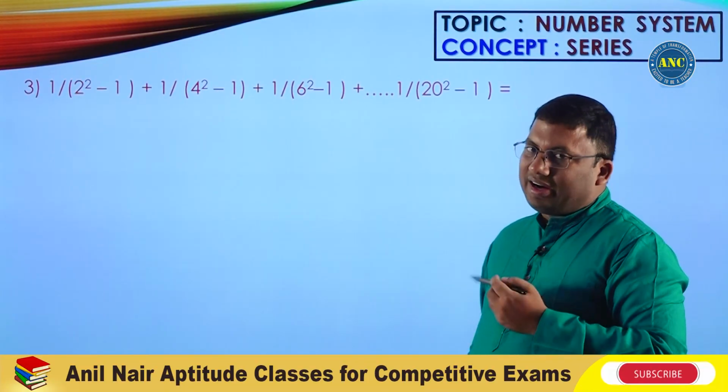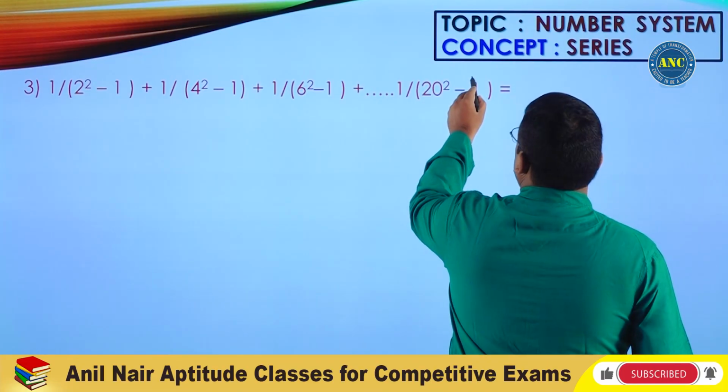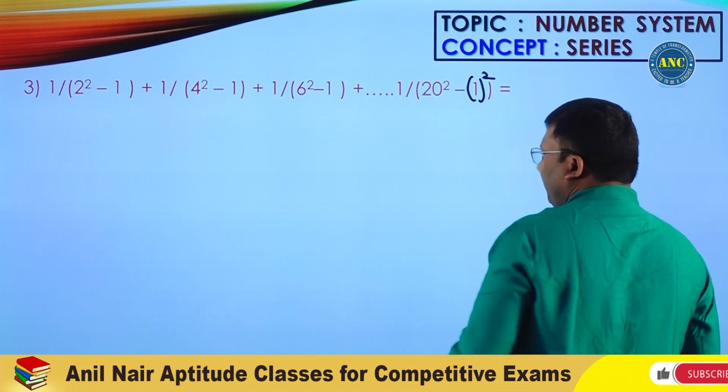Next one. Third one. Already we did. 2 square minus 1, 4 square minus 1. So 2 square minus 1 square.